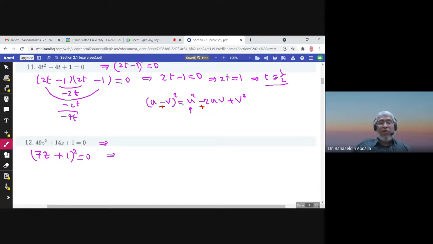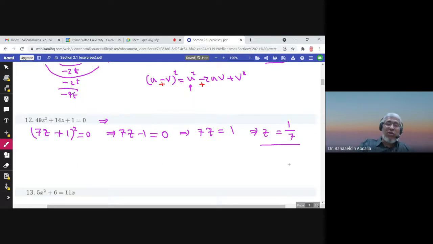And now, using the square root property, 7z minus 1 equals plus or minus 0, but plus or minus 0 is just 0. So 7z will be equal to 1, and z would be equal to 1 over 7, and that's the solution of this equation.